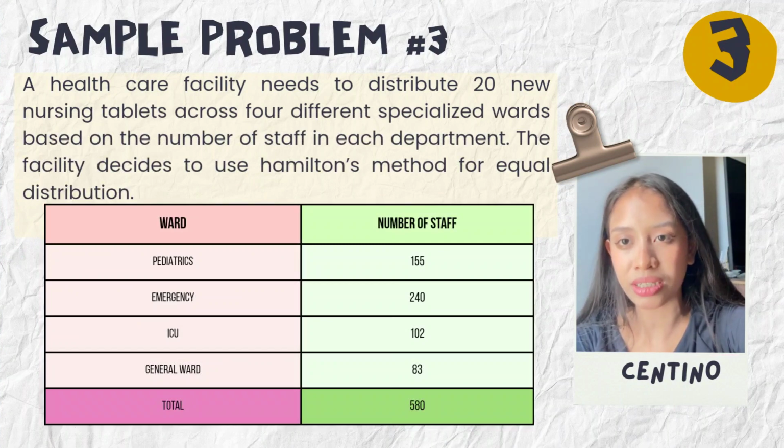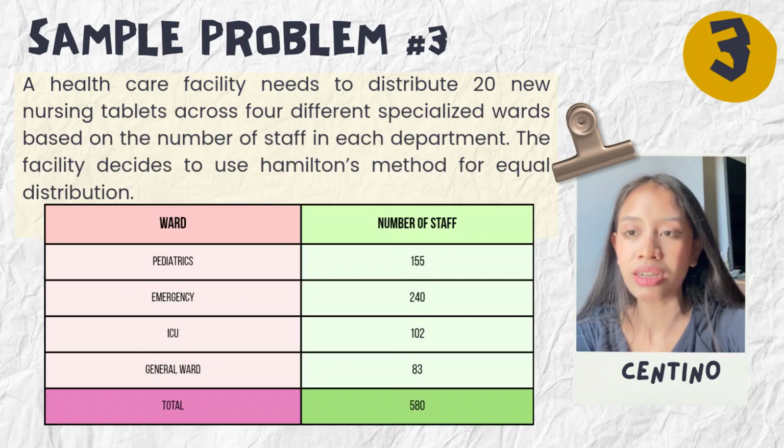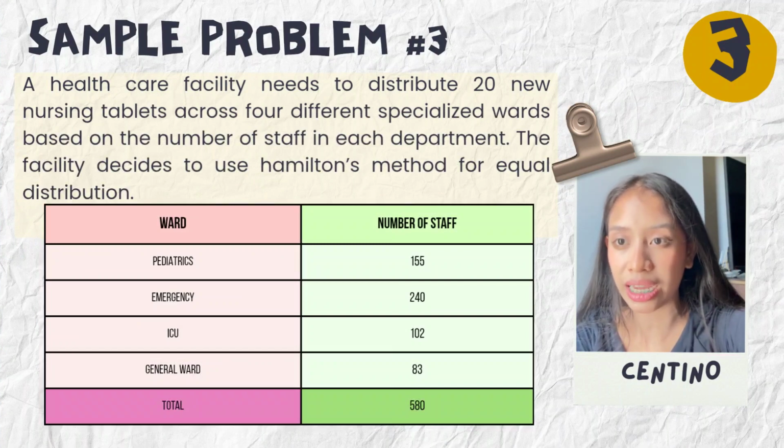For pediatrics, the number of staff is 155. For emergency, we have 240 staff. For ICU, we have 102. And lastly, for general ward, we have 83 staff. That totals 580 staff.